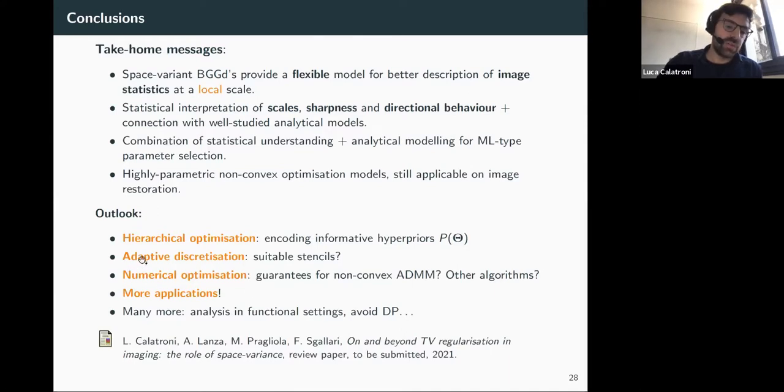Also, proving convergence for the non-convex ADMM scheme remains an open question, as well as defining some more appropriate discretization stencil. Let me just advertise the fact that this presentation was based on a quite extensive review paper that we are currently proofreading, so it will be submitted in the following days, hopefully. And you will find there all the details and also some extensions, for instance, to non-Gaussian noise models.